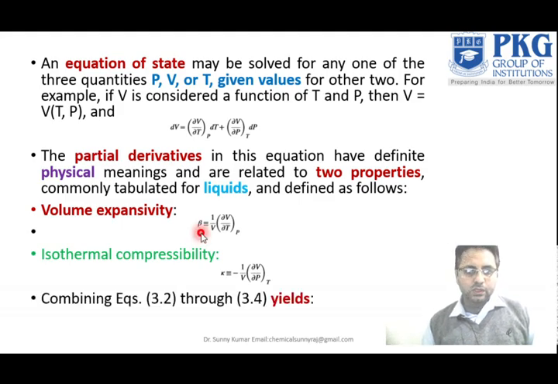Combining these two equations, suppose it is equation 3.2, you will get this final form of your equation: dV upon V equals beta dT minus K dP. So this is your final expression you will get.